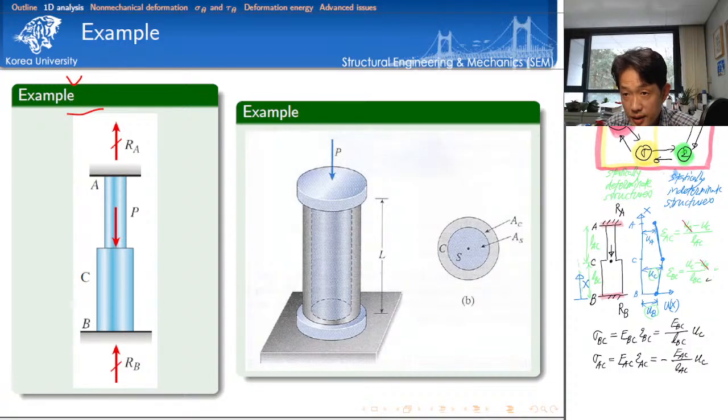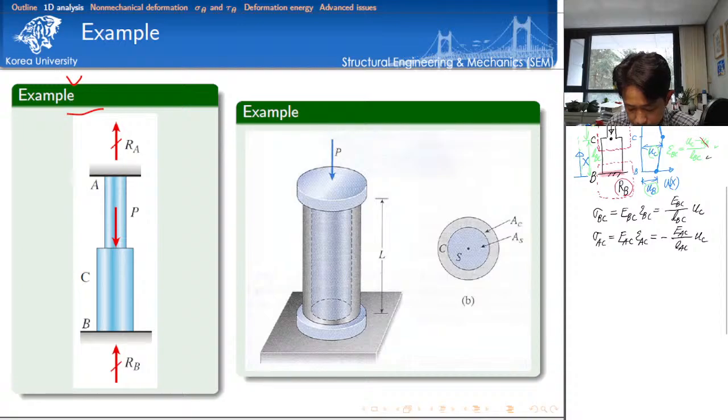But make sure that the reaction is unknown here. Even if you choose this free body diagram, that involves another unknown, so we cannot finish our analysis. That's why I'd like to choose this free body diagram, the whole system.